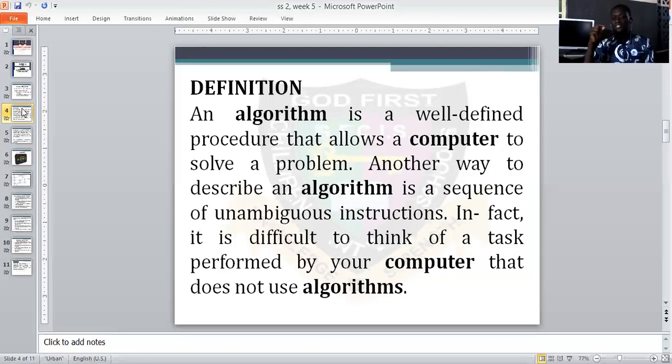Everything that goes on in the computer consists of one algorithm or the other because they are well-defined procedures, guidelines, policies, rules and regulations that the computer follows to solve a particular problem. So if you are asked what an algorithm is, simply say a well-defined procedure that allows the computer to solve a problem.